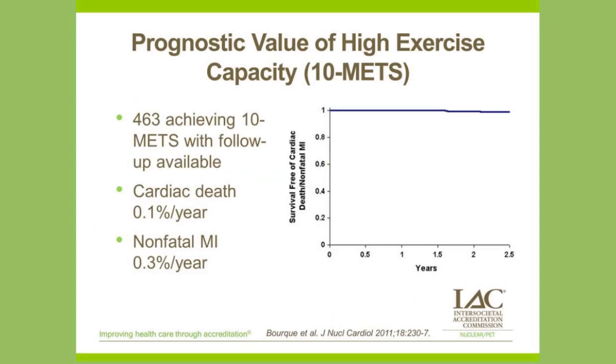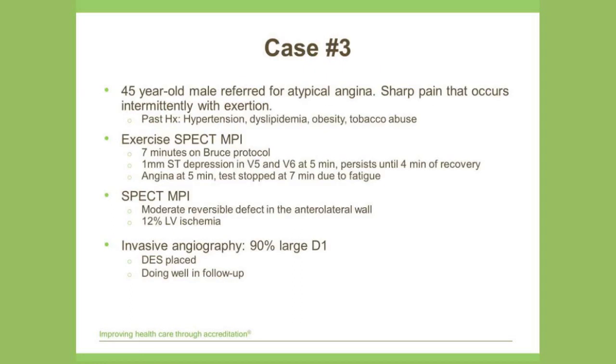So we actually did a follow-up to this study where we looked at the 463 patients who achieved 10 METs who had follow-up available. You can see the survival curve here on the right, and there was extremely good survival over a 2.5-year period. The cardiac death rate was less than 0.1% per year, and the rate of non-fatal MI was 0.3% per year. So achieving a high exercise workload identifies a group who is very unlikely to have significant events. We're going to come back to this issue in just a second. But we'll start with case number 3.